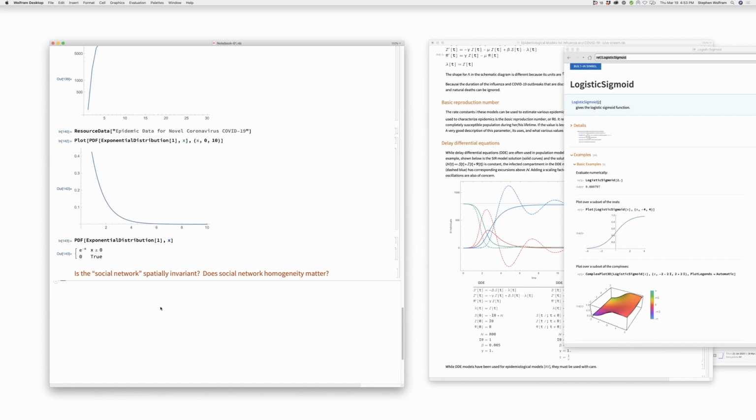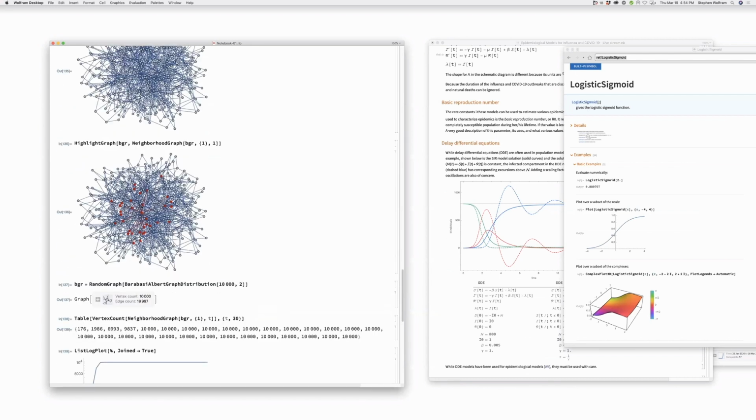Right. A lot of these models, even if we're doing social network models, the most obvious way to do that modeling is to say that in this network, every node is equivalent to every other node. And we know that's not true. Right. Fair enough.